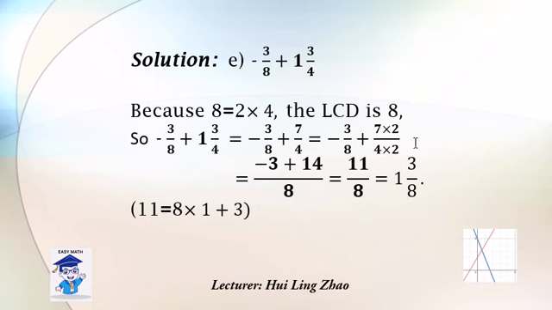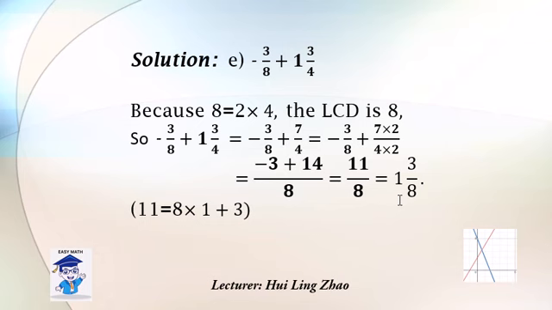So next, we have to make the same denominator. The first term has no change, right? It is negative 3 over 8, and the second one is 7 times 2 over 4 times 2, right? So we make the second term the same denominator of 8. So the numerator is negative 3 plus 14, because 7 times 2 is 14, which equals 11 over 8, because 14 minus 3 is 11, right?